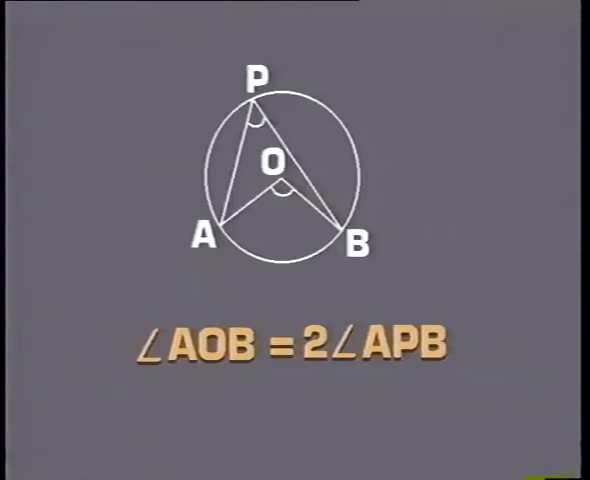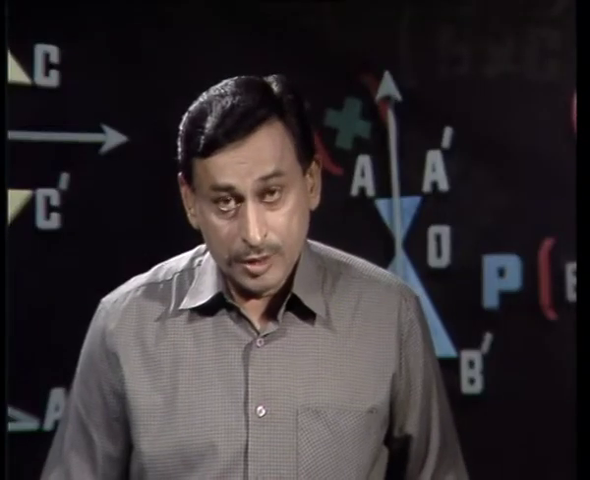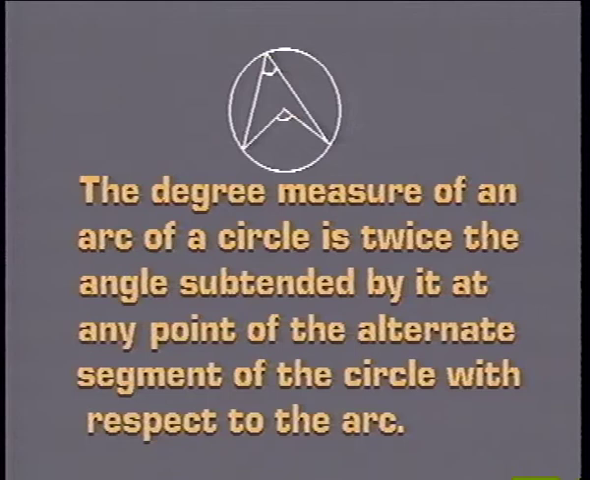And we arrive at a very important result, that an arc, if it subtends an angle at the center and another angle at the circle, then the angle at the center, that is the central angle, is double in measure as that of the angle subtended at the circle.